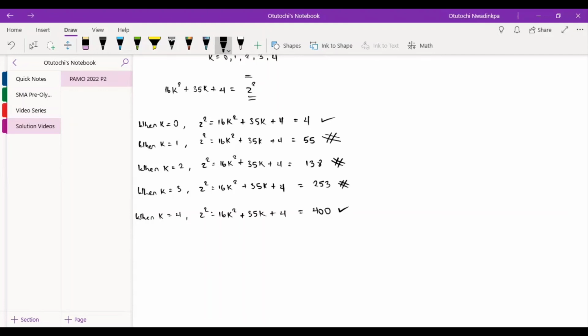So now we have narrowed down k to two choices, which means that k is equal to 0 or 4. Before we had 5 choices, and now we have narrowed it down to just 2 choices. So now we just need to test the two cases: the first case when k is equal to 0, and the second case when k is equal to 4.